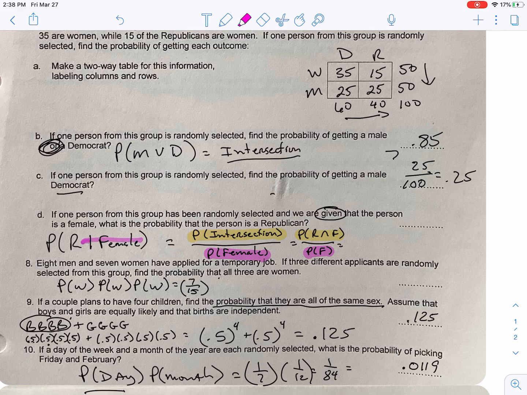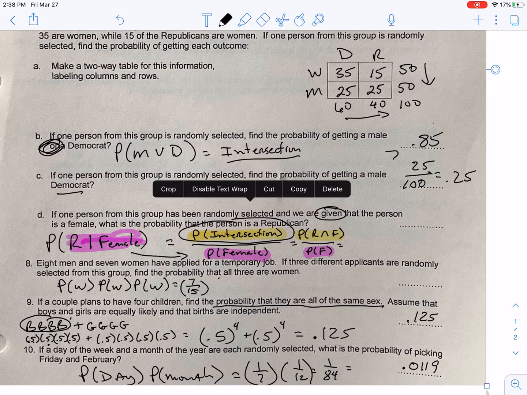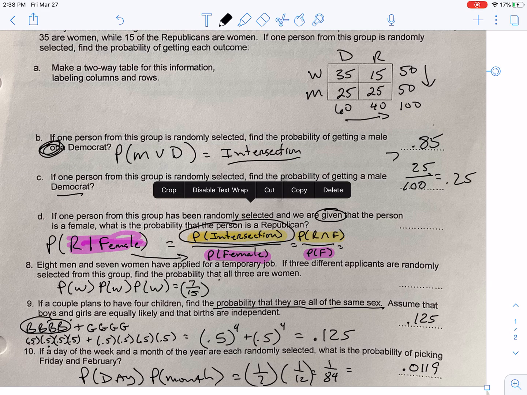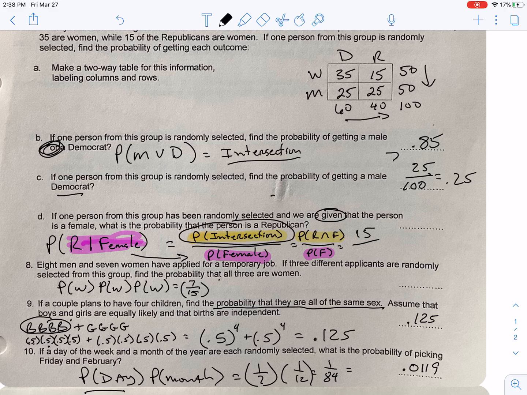On number D, we want to know what's the probability of getting a Republican given that they are female. Well, when you have a given problem, what you do is on top here, you have to do the intersection. So that's this part right here. The intersection divided by the probability of what is given. So that ends up being 15 out of 50, which happens to be 30 out of 100, which is 0.3, okay?